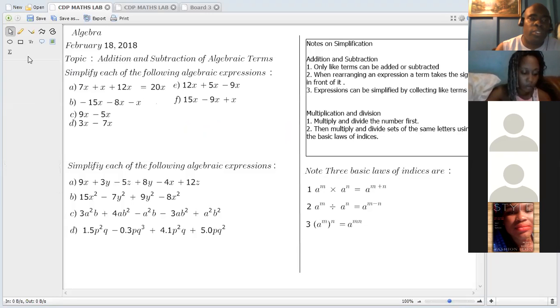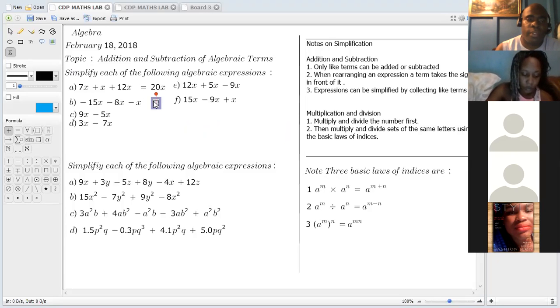All right, let's move on to the next one. It is now B. We're looking at B: minus 15x minus 8x minus x. There's nothing to work out here. Anybody have an answer here? Chevelle, you just came on. Do you want to give us an answer? Minus 15x minus 8x minus x. What's the answer for this?